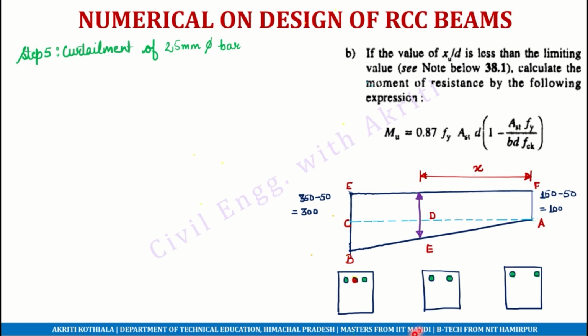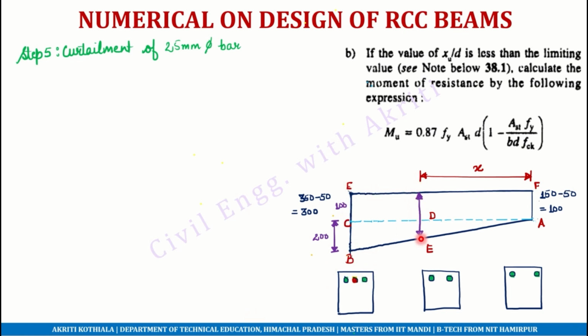Now we can also see that FA and EC are equal. FA is equal to 100 mm, so this value EC is also equal to 100 mm. So this gives us the value of CB equal to 300 mm minus 100 mm, which is equal to 200 mm. So we have solved the trapezium.